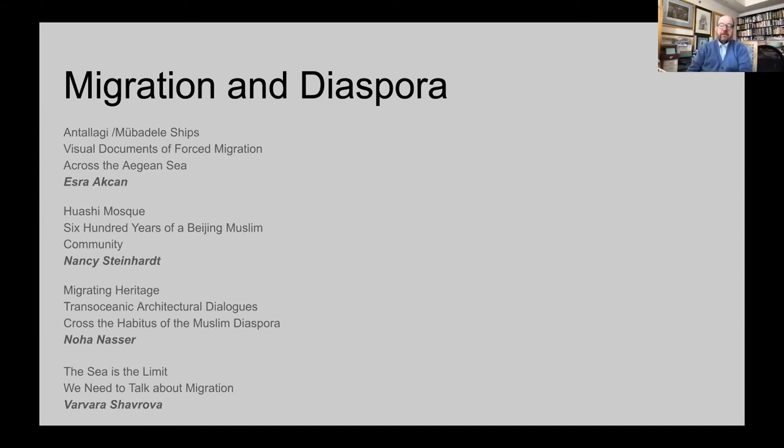And then Nancy Steinhardt's paper looks at a mosque in Beijing and at the history of 600 years of its Muslim community. Noha Nasser's paper takes us into the present day and the architectural dialogues that are created across oceans in the Muslim diaspora in the United Kingdom.